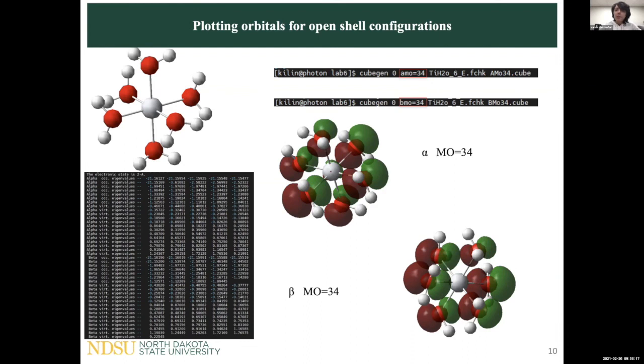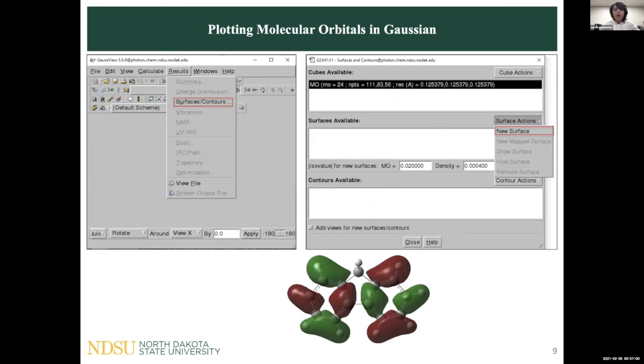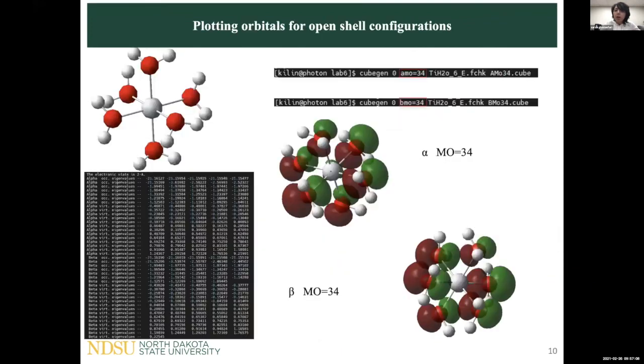situation or orientation. So here again with executing cubegen, but in this case we have AMO and BMO, which stand for alpha molecular orbital and beta molecular orbital, and the number of the molecular orbital that you desire to plot, and the name of the input file, and the name of the cube file that you want to save. And as you can see in the picture, again, the same procedure for opening the cube file in GaussView, as I explained in this slide. Again, you may choose result and surface or contour tab and choose new surface and plot these two beautiful molecular orbitals.